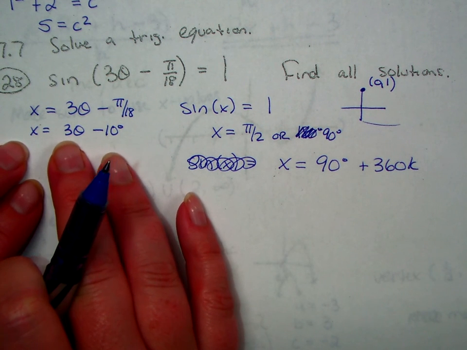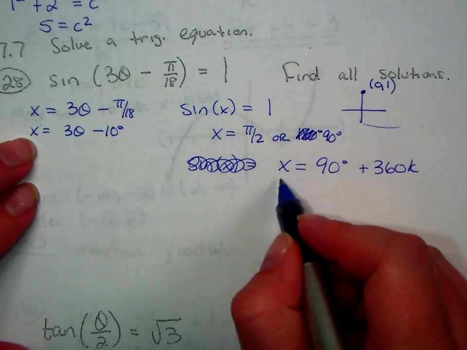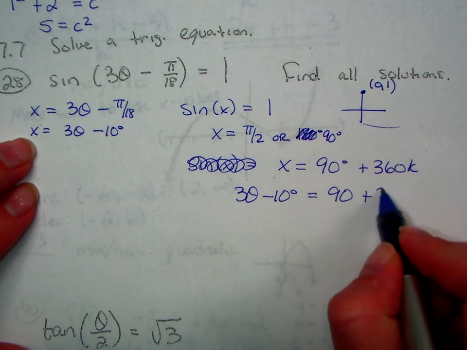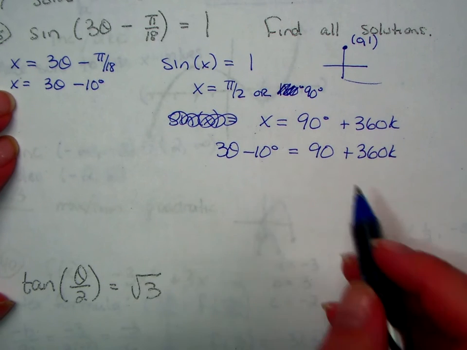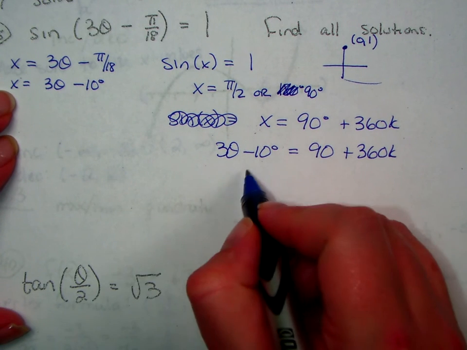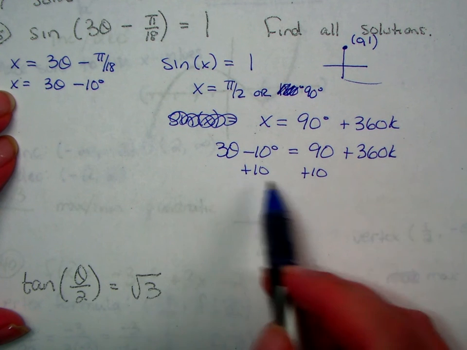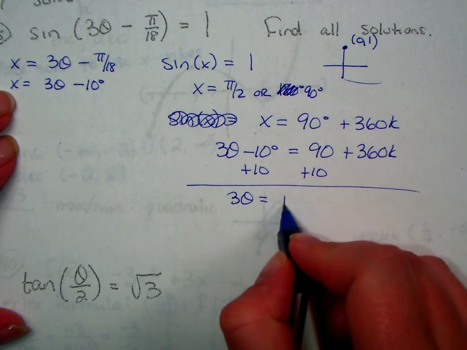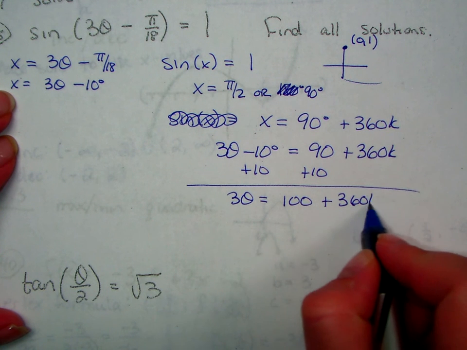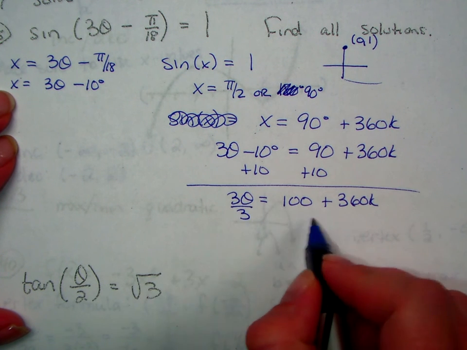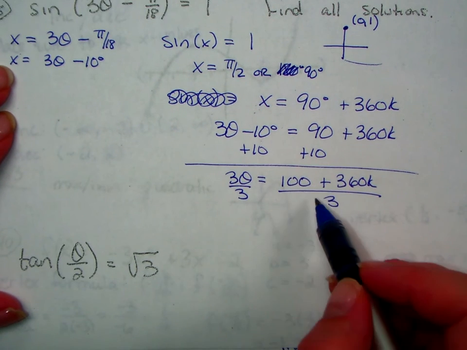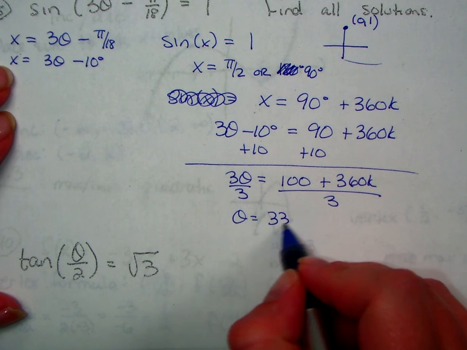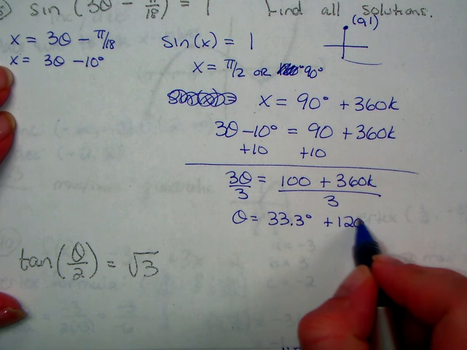So what I'm going to do now is substitute 3 theta minus 10 degrees in for x. So I have 3 theta minus 10 degrees equals 90 plus 360k, right? So now what I need to do is solve this equation for theta. I'm going to add 10 to both sides to keep this equal. So I get 3 theta equals 100 plus 360k. And then to solve for theta, I need to divide by 3. When we divide by 3, we've got to make sure we divide everything by 3. So I get theta equals basically 33.3 plus 120k.